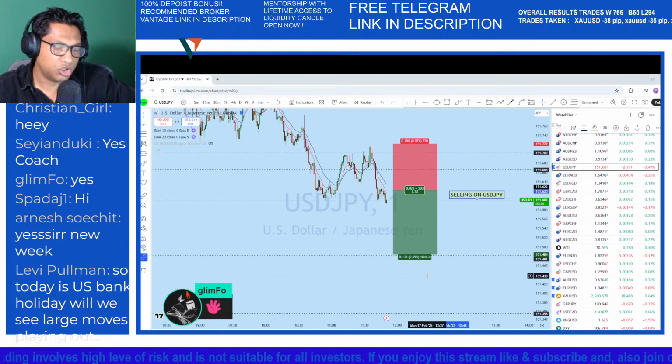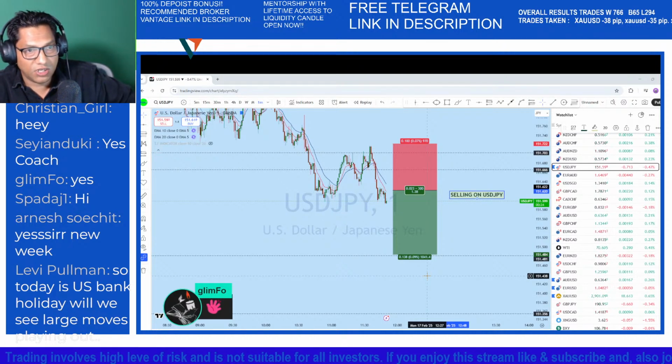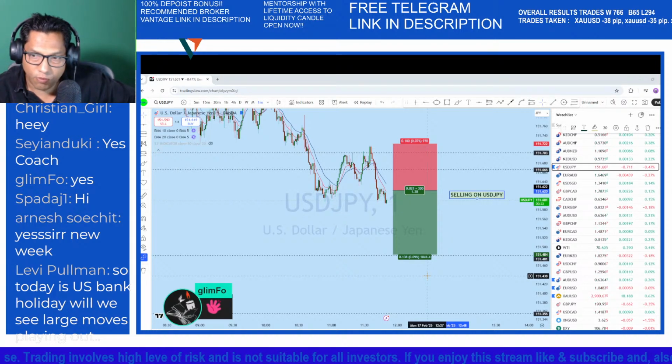Expecting a short-term drop here on dollar yen with a 10 to 12 pip stop loss.